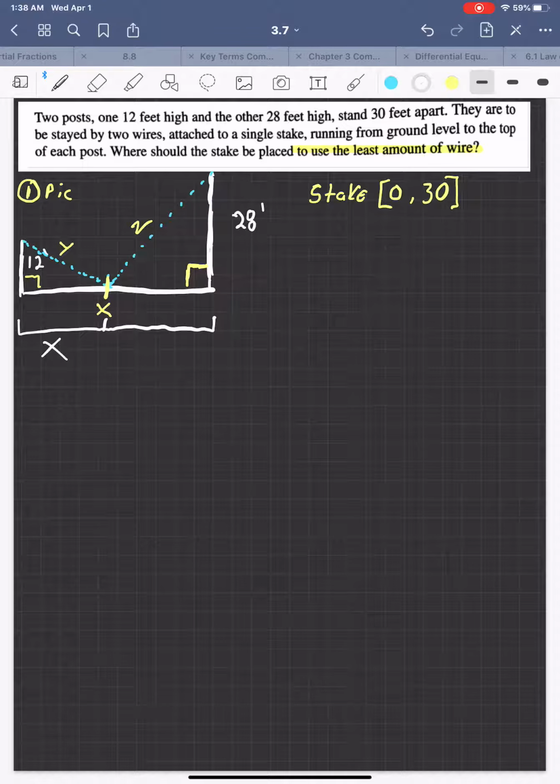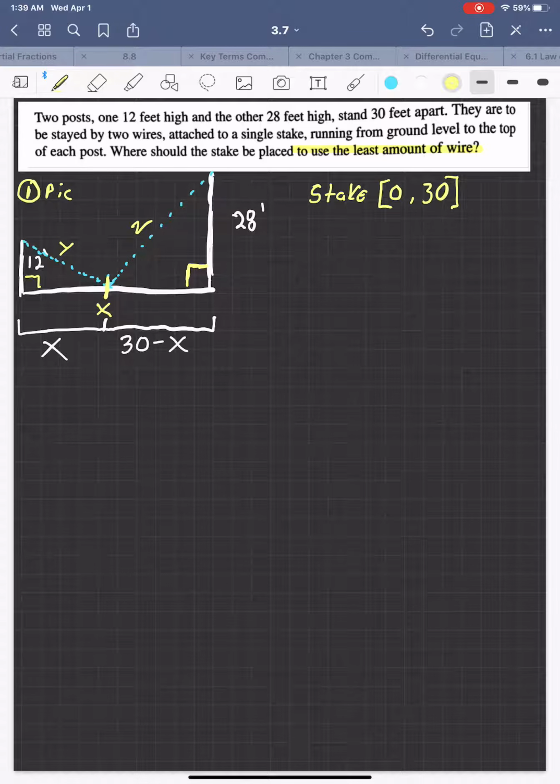Now, the distance from x to the second pole, that's a little bit harder for students to think about. Well, wherever you put the stake, this is going to be 30 minus x, because the entirety of the distance is 30. Does that make sense? Okay. So part one is done, and part one was just being able to draw some type of mental model or sketch, just so we have a good feel for what the problem is asking.